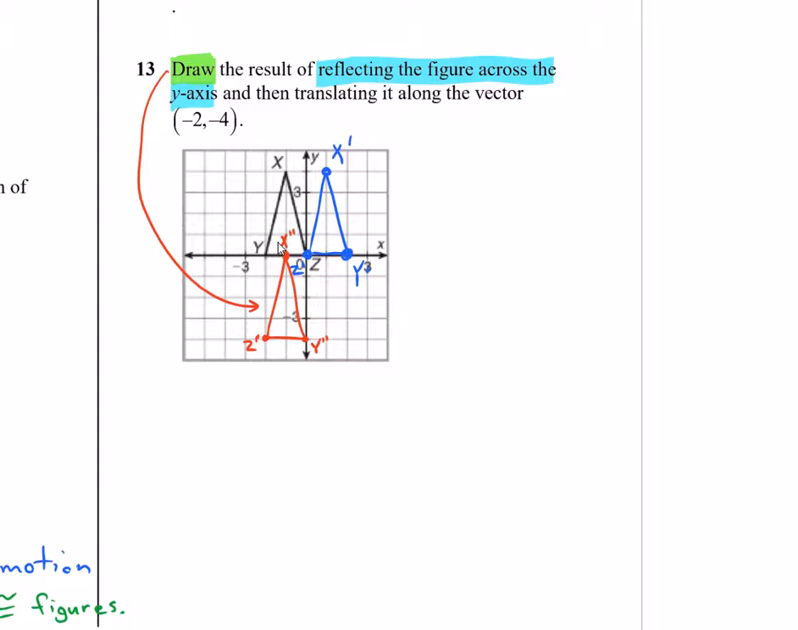Then we have to translate it along the vector -2, -4, which just means left 2, down 4. So each of these points, we're going left 2, down 4. Here's my new X. Left 2, down 4. Here's my new Y. Left 2, down 4. Here's my new Z. Again, it wants you to draw it, so we don't have to put the ordered pairs. We just have the figure drawn. Okay.